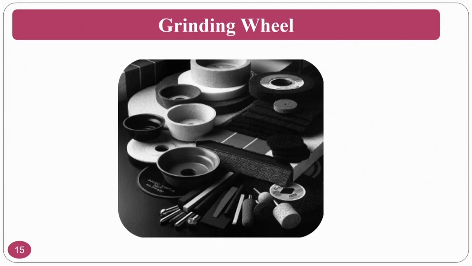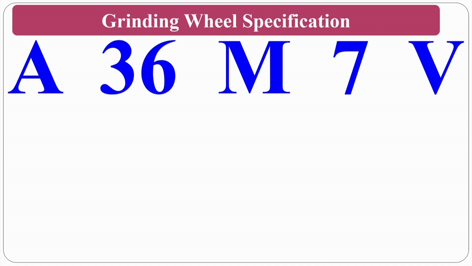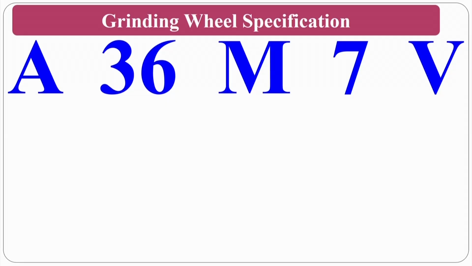Coming to the grinding wheels, there are many varieties of wheels, and as an engineer, whenever you go to a company and want to order a grinding wheel, how do you order? You cannot say I want a round grinding wheel or a rectangular grinding wheel. There is some engineering way to explain the grinding wheel specification. Okay. So, how do you specify? For example, let me take an example to explain a grinding wheel specification. A36 M7V, this is a grinding wheel specification.